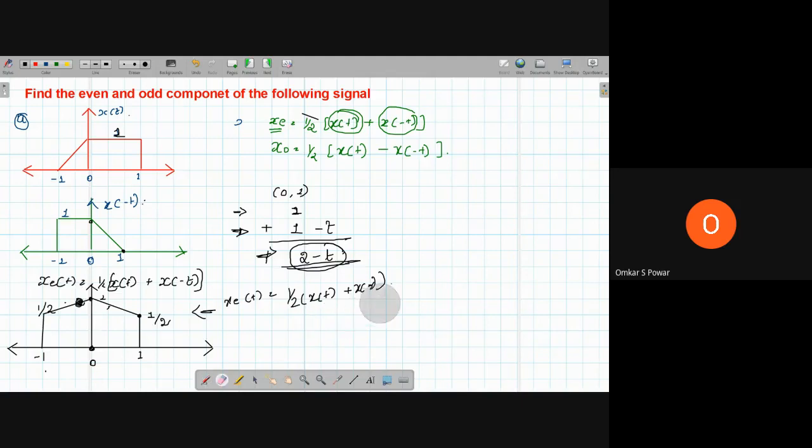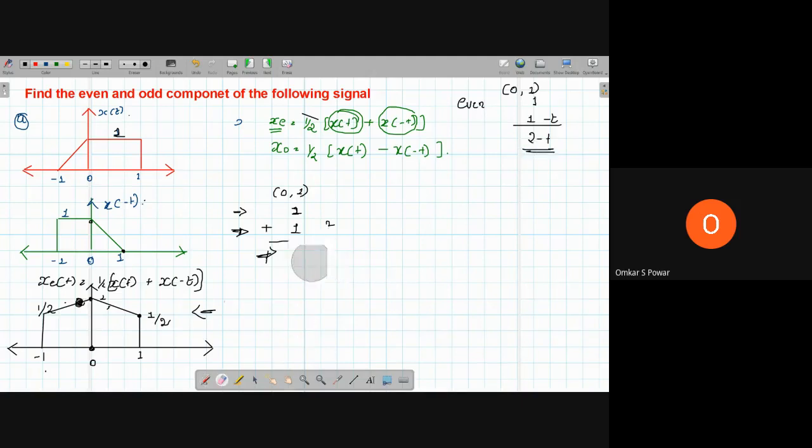Now to find the odd component, let me keep this expression for you to remember. So I will write it here once again. For even, from 0 to 1 it's 1 and 1 minus t we have to add. So 2 minus t.